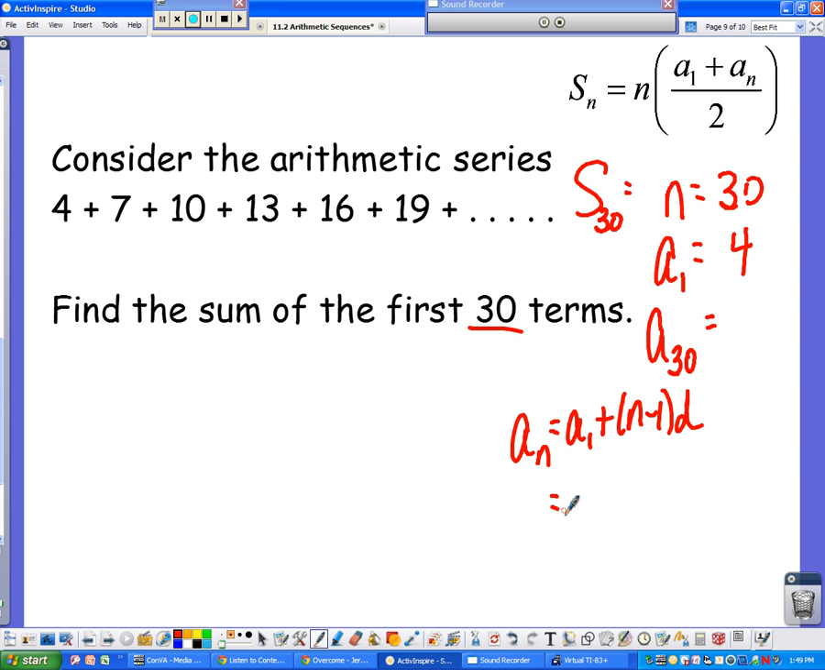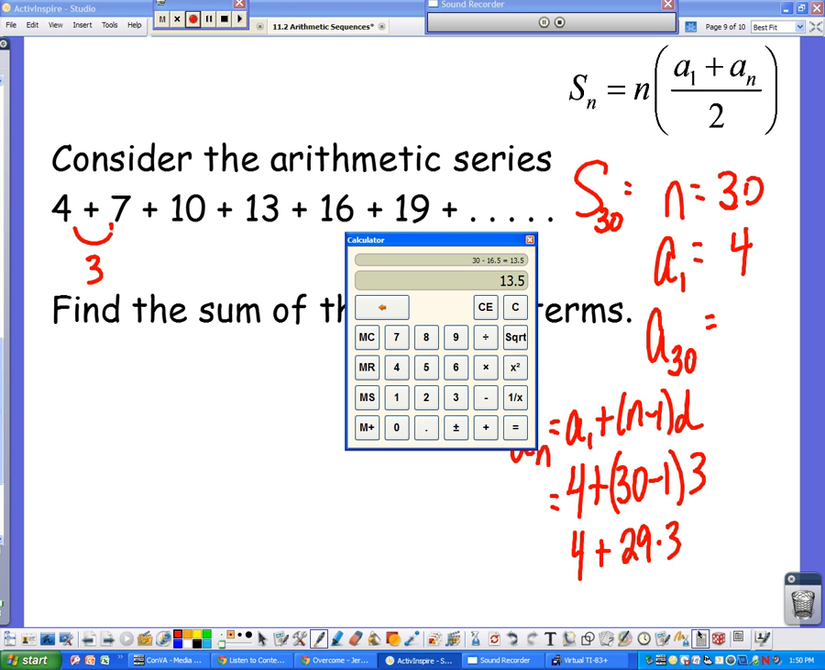So a sub 1, remember that's your first term, which is 4, plus n. We're looking for the 30th term, so n is just the number of the term, the 30th term, minus 1. And we've got to find our d. Remember, we take 7 minus 4, and we find out that our common difference is 3. And it is consistent: 10 minus 7 is 3, 13 minus 10 is 3. So it ends up being 4 plus 29 times 3. Well, 29 times 3 gives me 87, plus 4 gives me 91.